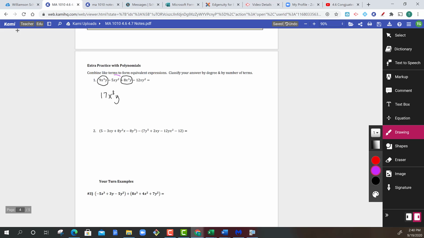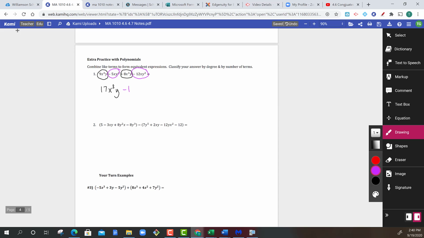And then both of these are also like terms because both of these are xy squareds. If one of them was x squared y squared, then they would not be like terms. But now we're just going to add the negative 5 and the negative 12 together, and that gives us negative 17. And again, we're going to keep the xy squared.